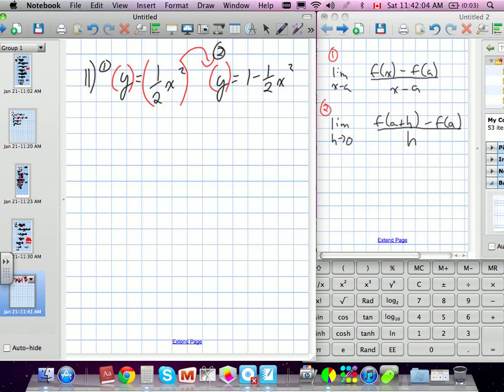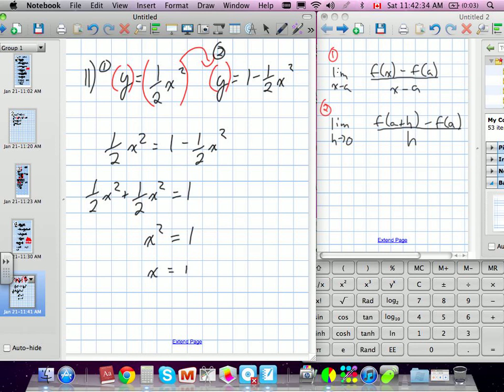Okay. When I move that half over, I get 1/2 x squared plus 1/2 x squared is equal to 1. A half x squared plus a half x squared, do you know what it's going to be? 1x squared, or x squared. And the square root of this, x is going to be plus or minus 1. So that's our value for x. Okay? So it's going to cross at plus or minus 1.